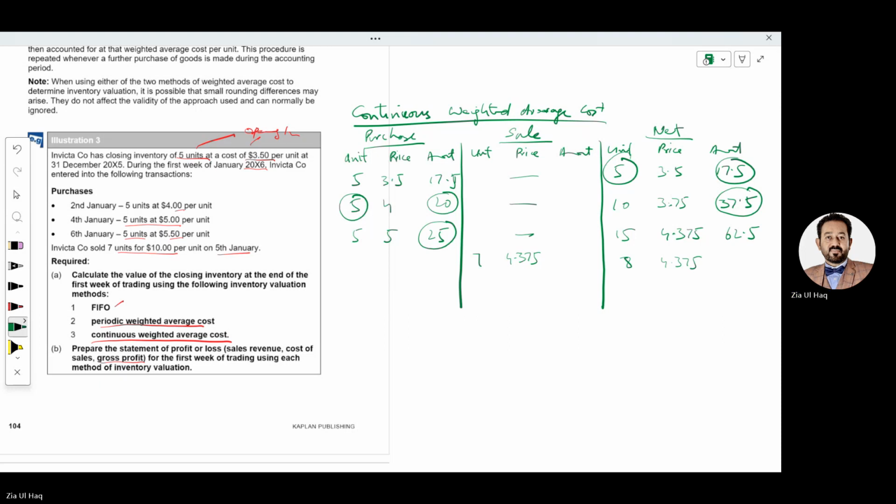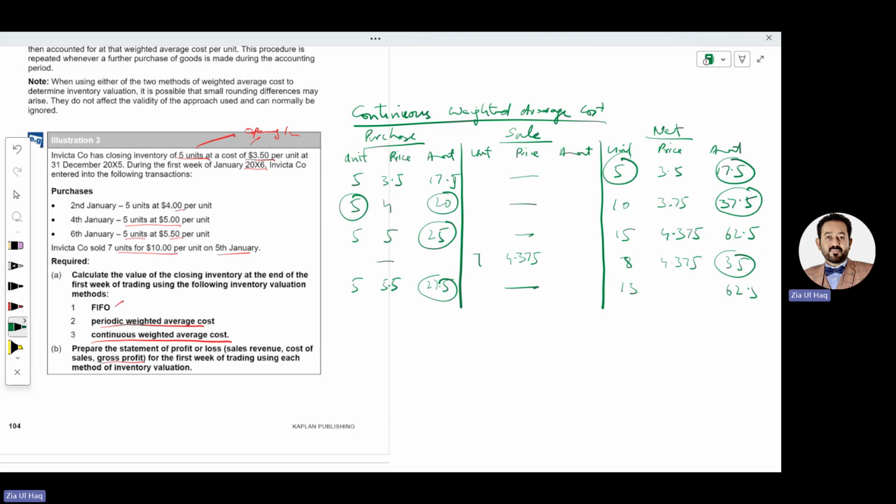What is that? 35. Next, what did you do? How many units have you purchased? 5 at the rate of 5.50. What is that? 27.5. There is no sale. So 8 plus 5, you are having 13 units. 35 plus 27.5, you are having a value of what? 62.5, meaning adding this and this.